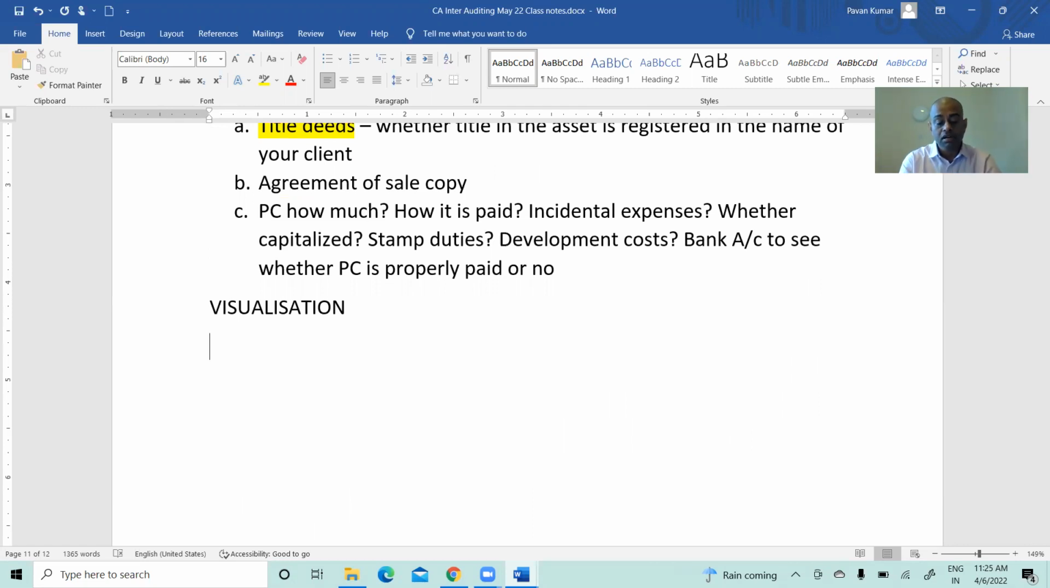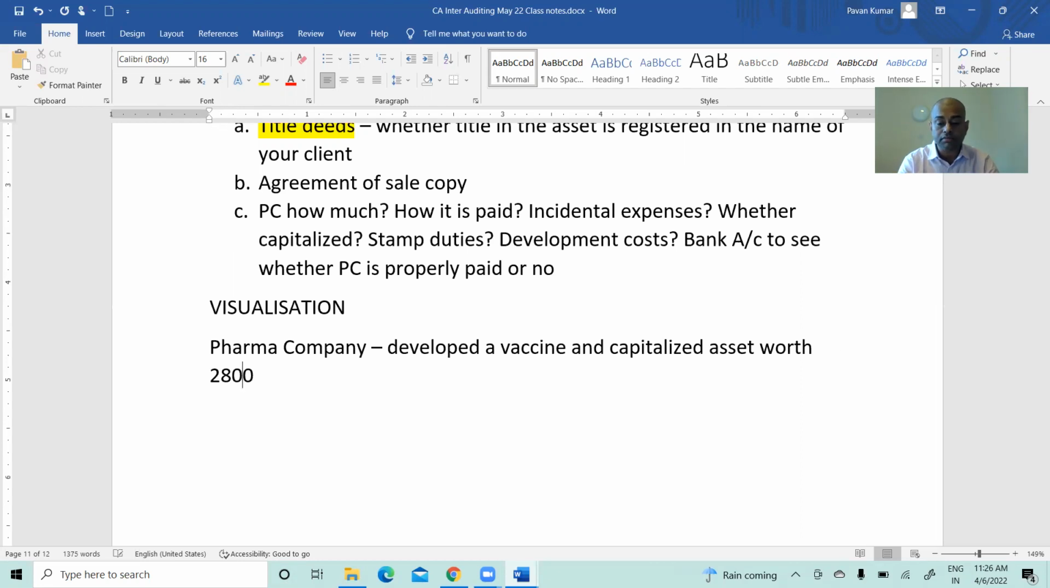For example, you are conducting audit of a pharma company. Now ICAI has given this question. This pharma company has developed a vaccine. After COVID, all these kind of questions are only coming. Even in strategic management, they started asking about post-COVID complications. So your client company developed a vaccine and capitalized an asset worth 2,800 crores.